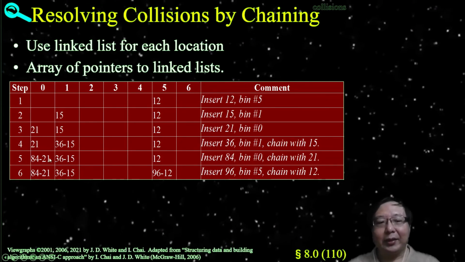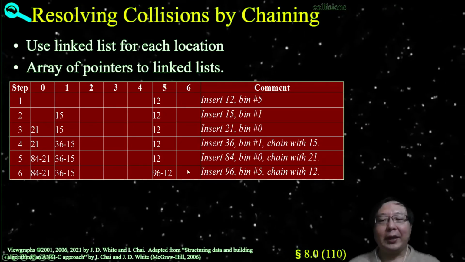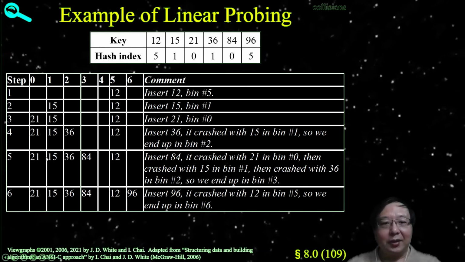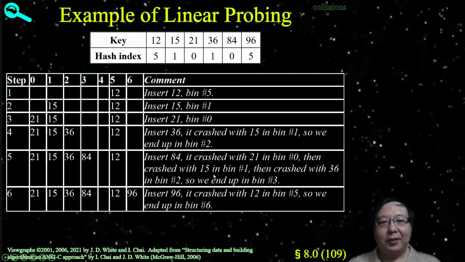So now here it's much less searching. You only have to search at most 2 items in this example, whereas in the previous example, you had to search 4 items. Okay?